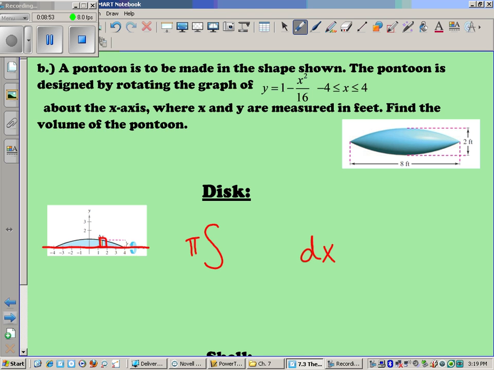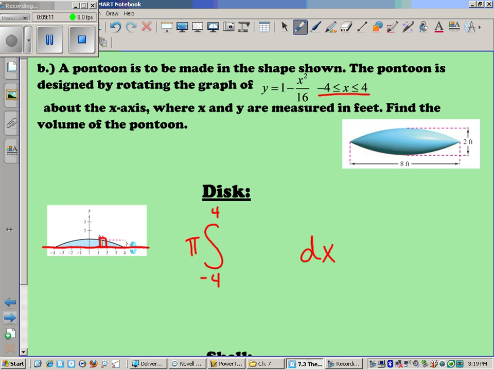Okay, and now I just need to figure out what my radius is. Well, I actually need limits also, right? I need limits and I need a radius. What are my limits here on the x? Well, didn't it say up in my problem that my x went from -4 to 4? So I know my limits of integration are from -4 to 4.